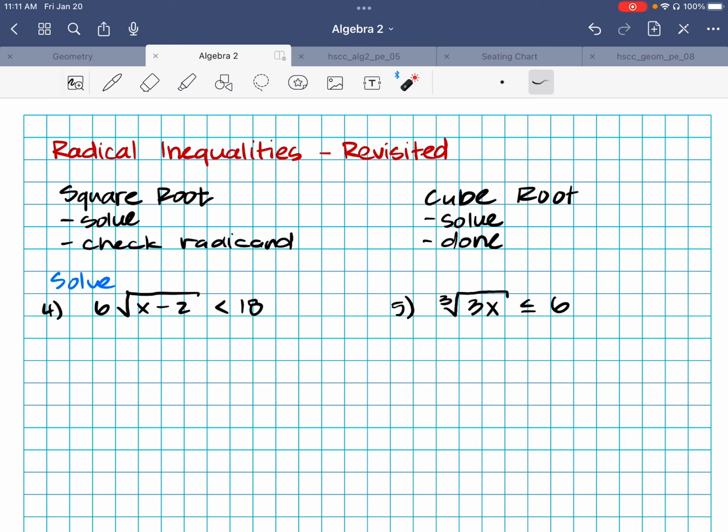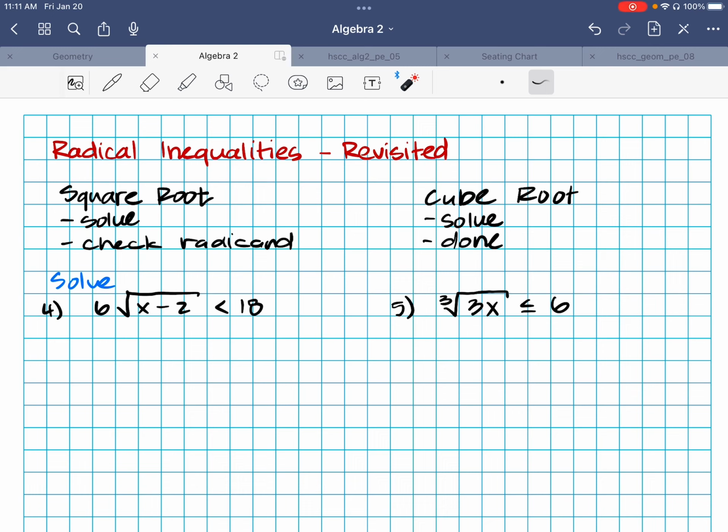What I want to make sure that we understand is that there's two types of problems. We got the square root type of problems, and then we got the cube root type of problem. This one right here, that's a square root type because it's got a square root. This one here is a cube root type. Now, the square root technique, what we're going to do is we're going to solve them first, and then we're going to check the radicand. So there's an extra step when solving the square root type of problems. But in the cube root type of problem, we're going to solve them, and then, yeah, that's right, you're done. As soon as you solve it, the cube root is finished.